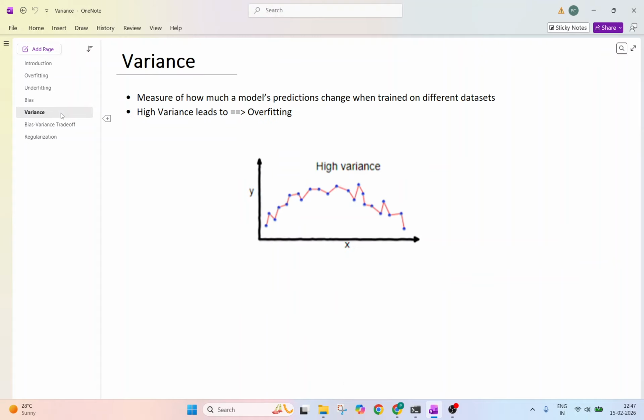Next, let's come to variance. Variance is basically a measure of how much a model's prediction can change when trained on different data sets. What do I mean by that? Again, let's take the example of the student. Let's say as a teacher, you have given certain homework and asked the students to come prepared so that they can also perform well the next day in the classwork, right? Now, what does the student do?